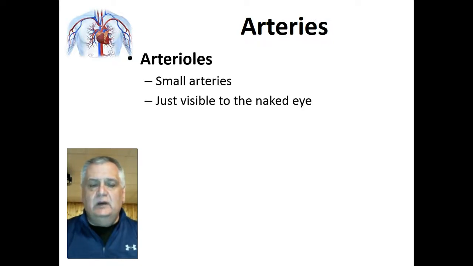And again, if we look at this from a medical terminology perspective, O-L-E-S, oles, whenever you see that, that's a diminutive ending. Diminutive endings mean small versions of something. So an arteriole is a small version of an artery. It has the exact same structure of the artery, but it's very small, just visible to the naked eye.